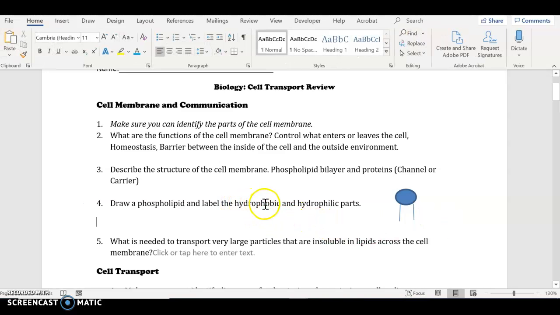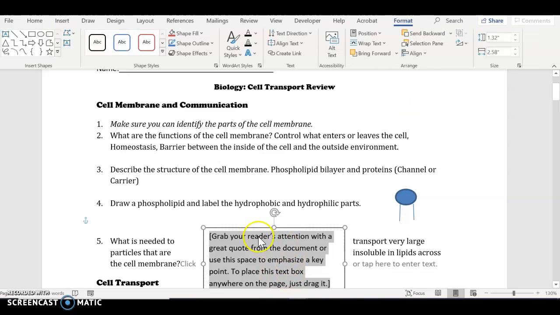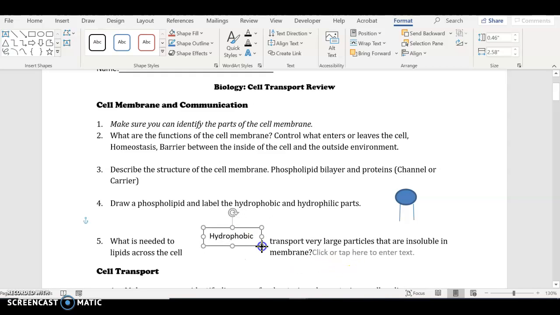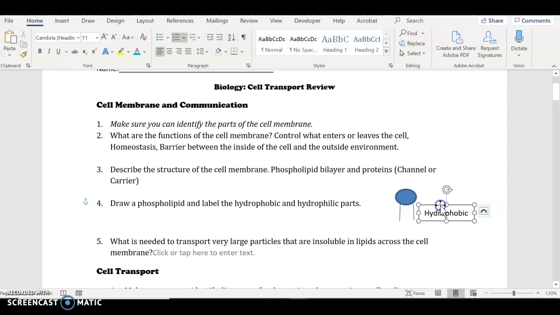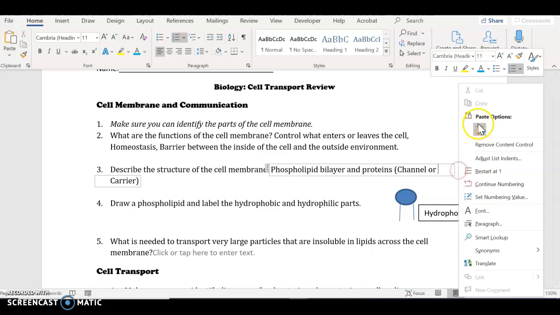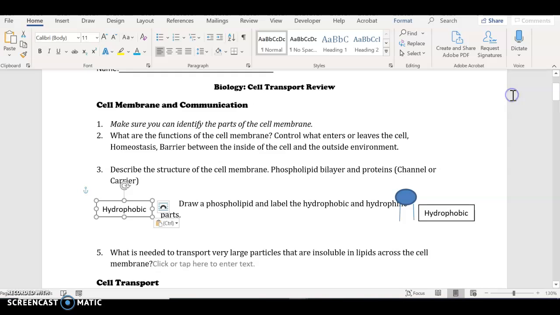And it wants me to identify the hydrophobic and hydrophilic parts. So we're going to insert a text box, just a simple text box, and it comes out huge. But then we're going to make this hydrophobic. The hydrophobic part of your phospholipid is the fatty acid tails because they're made out of fat, and fat and water does not mix. I'm going to copy this and paste it, and paste it.